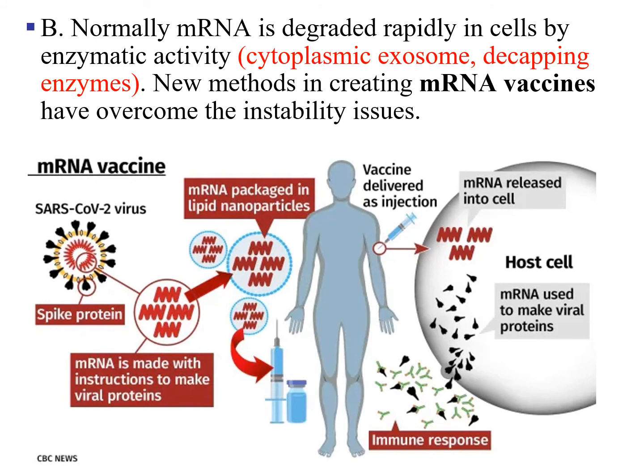The second subcategory of nucleic acid vaccines is the ones that are created by messenger RNA. So normally, messenger RNA is degraded rapidly in the cell by enzymatic activities. Some enzymes, such as these exosomes and these decapping enzymes, are the ones that will destabilize or break down the messenger RNA. New methods in creating messenger RNA vaccines have overcome the instability issues.